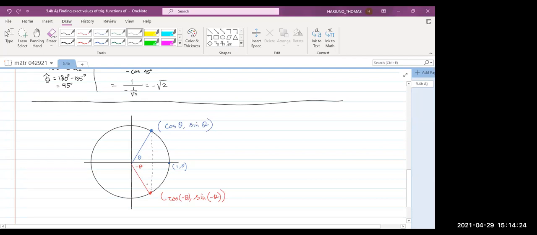Now, the x component of these two angles should be the same. It's just reflection with respect to the x-axis, right? So the x components are the same. So cosine theta is equal to cosine negative theta.